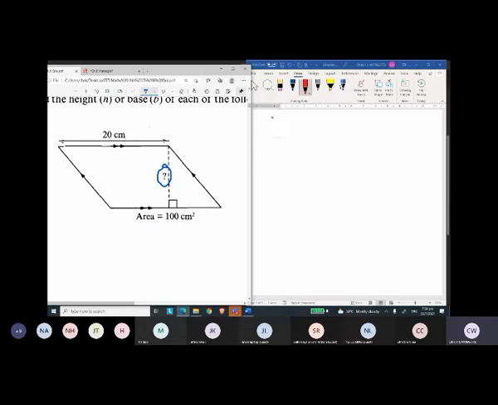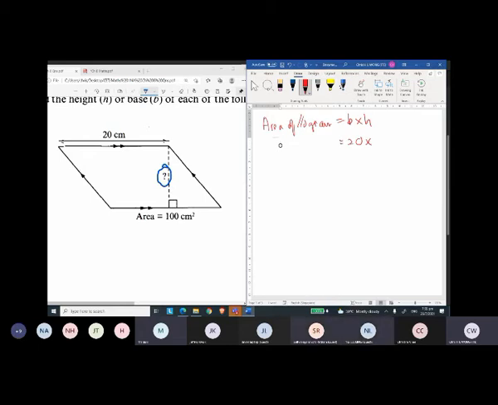Give me the formula for a parallelogram. Base times height. Base times height, right? Area of parallelogram. Base times height. Okay. What is the base? In this case, the base is 20, right? What is the height? I don't know it.